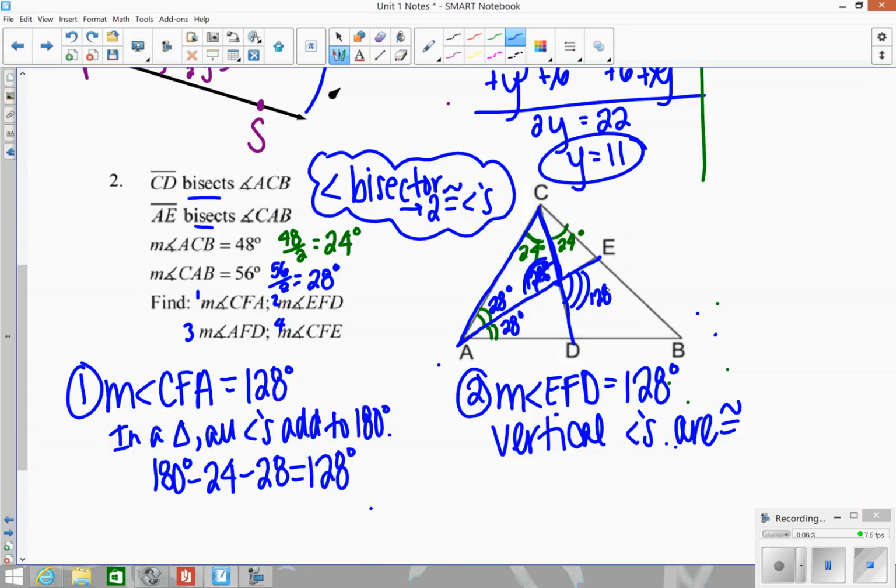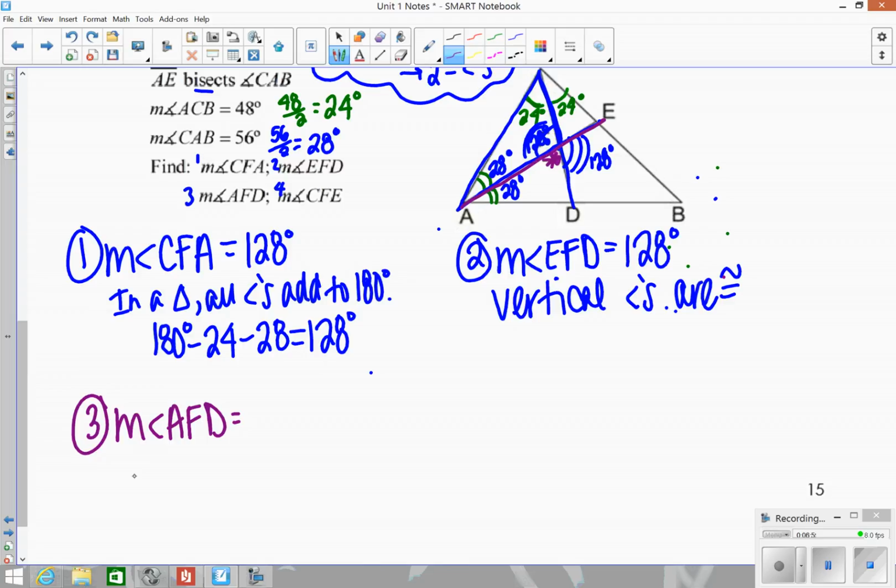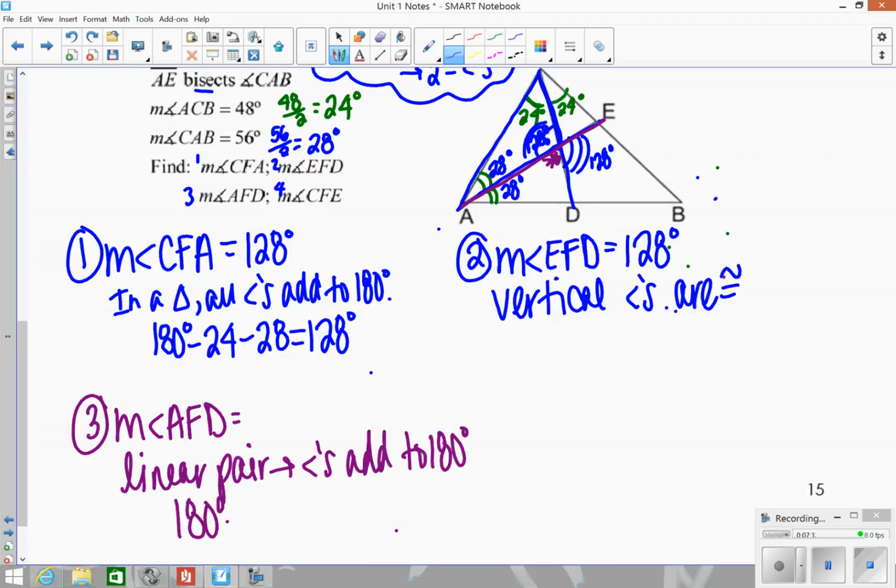So that's 128. And then the last 2 here, we have the measure of angle AFD. So AFD is this. I'm just going to put a star there. These 2 angles, 128 and AFD, form a straight line, so those have to add up to 180. So I can just say a linear pair implies that the angles add to 180. So I have 180 minus the 128, which gives me 52.